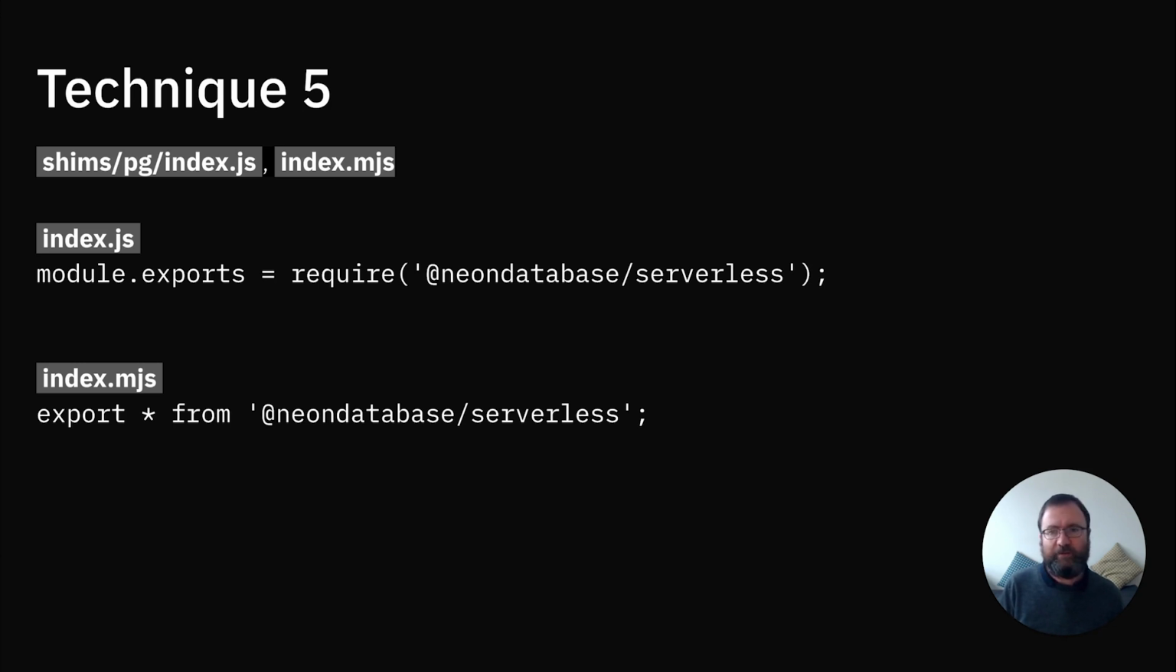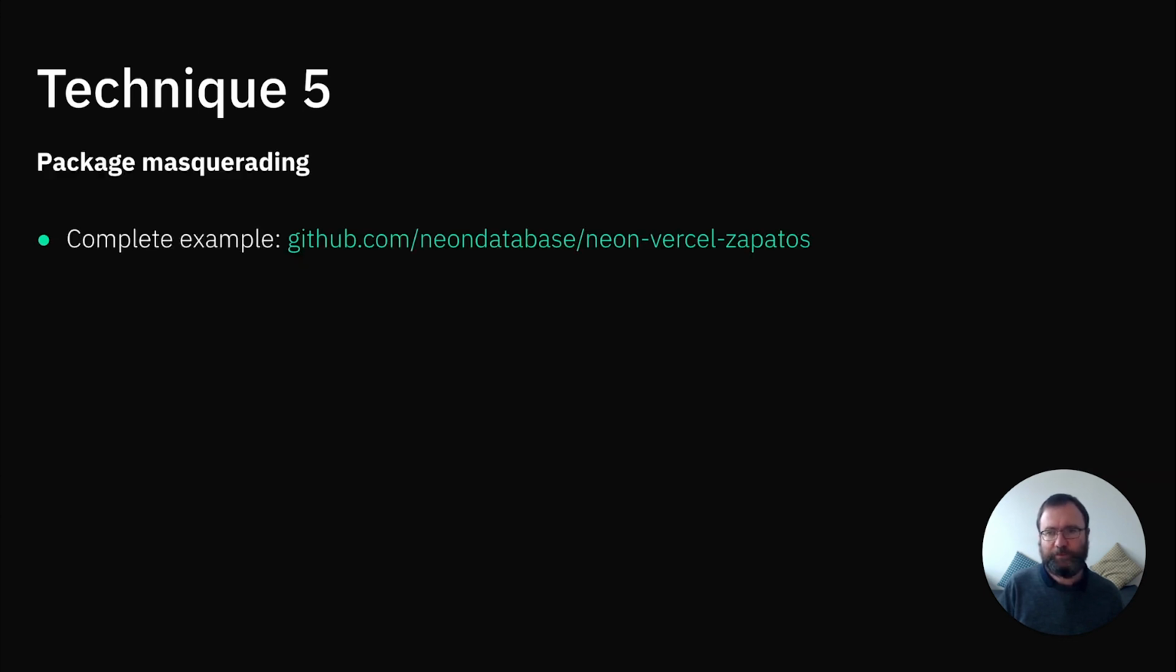And I don't have a slide for it this time, but again, you would need to add this new custom PG package as a local path package to your overall package.json, and again, to run npm install. And you can see this technique in action in an example repo that I've given a link to here, and that's a simple app implemented using Zapatos and Neon's serverless driver on Vercel Edge Functions.